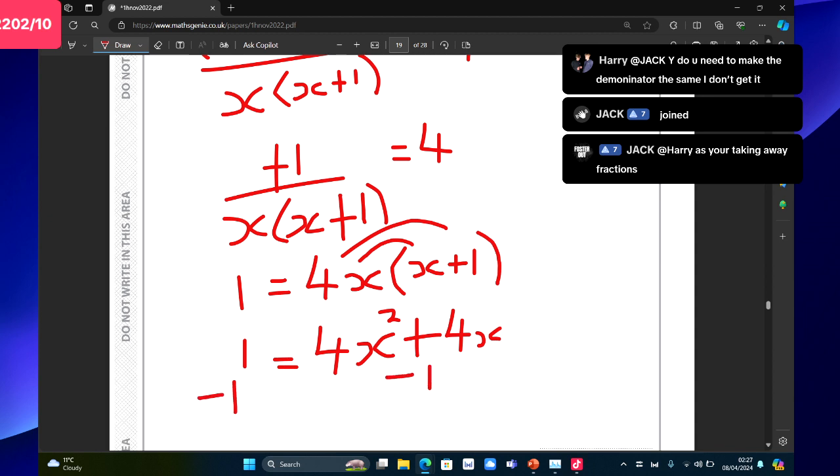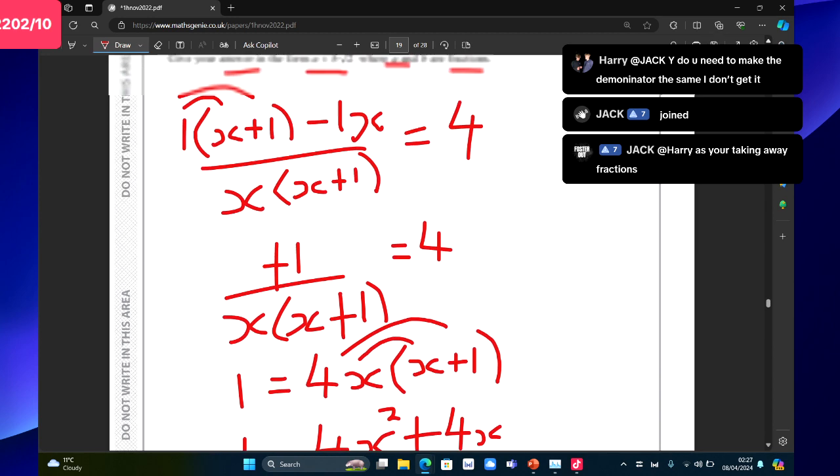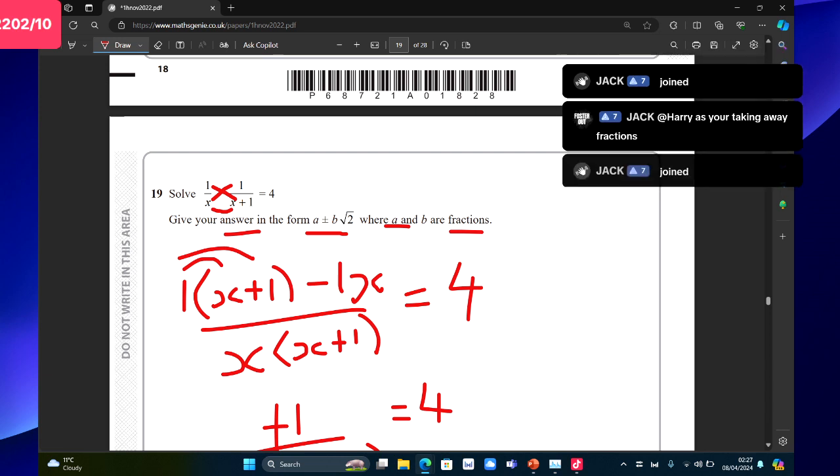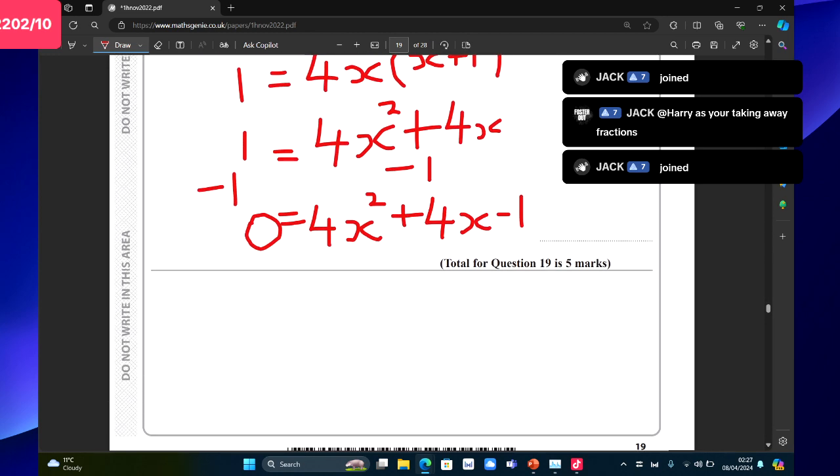I'm now going to subtract 1 on both sides of my equation. So I get 4x squared plus 4x subtract 1 is equal to 0. Now, because it wants it in this form, I know I'm going to have to use the quadratic formula. Because it's in this third form. Now, I know obviously it's a non-calculator paper, so I'll leave my answer in surd form. So A is equal to 4, B is equal to 4, and C is equal to minus 1. I'm now going to plug this into the quadratic formula, which is given to you on this year's exam.